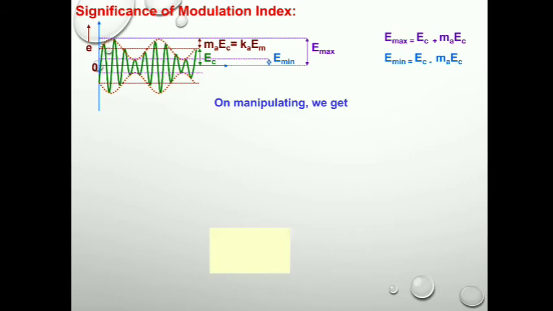So on manipulating, we can get this value, the ratio between the maximum and the minimum, that is the modulating index. So MA is the modulation index. Okay, so it has E max minus E minimum divided by E max plus E minimum. So this is maximum and this side will be what? Minimum. The ratio between the intensity of these two is the modulation index.